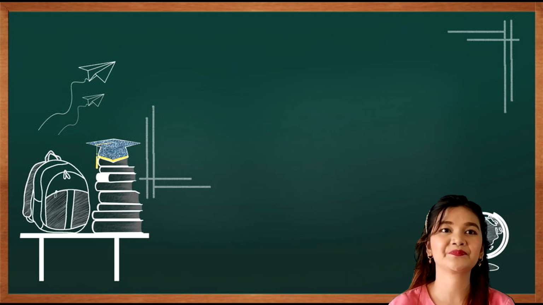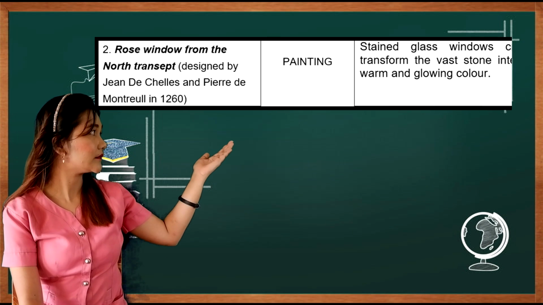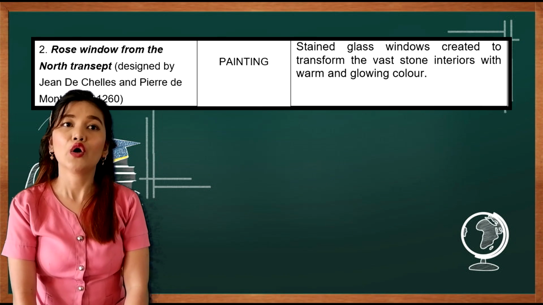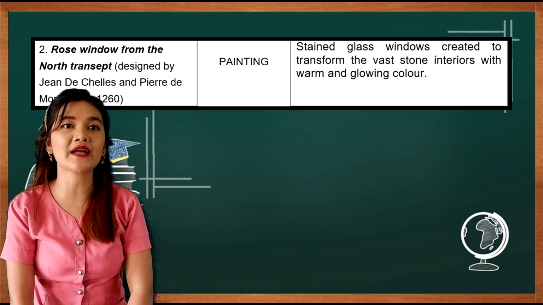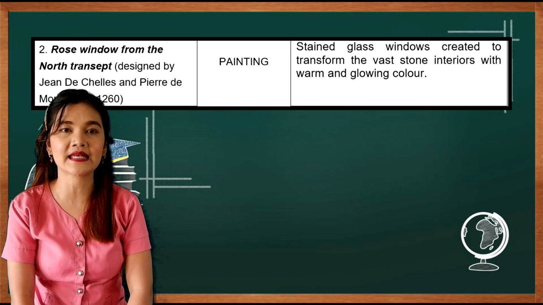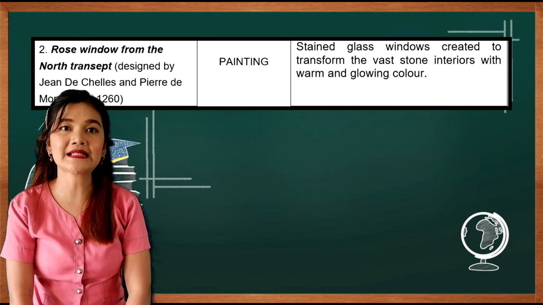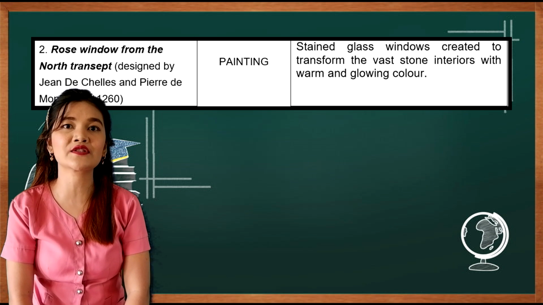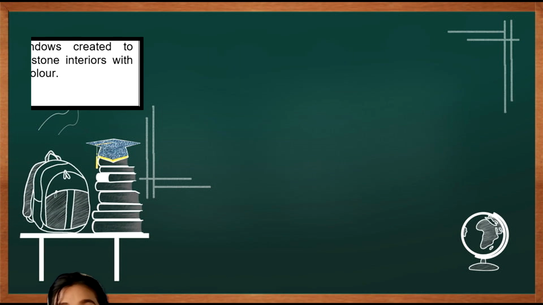Number 2. Rose window from the north transept, designed by John D. Charles and Pierre de Montreuil in 1260. Art form, painting. Stained glass windows created to transform the vast stone interiors with warm and glowing color.